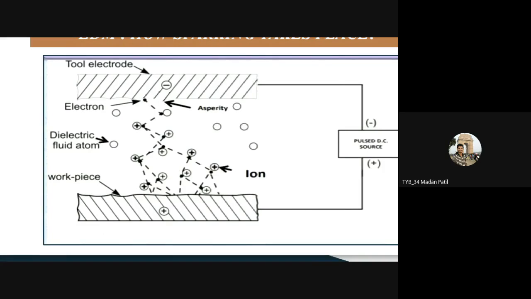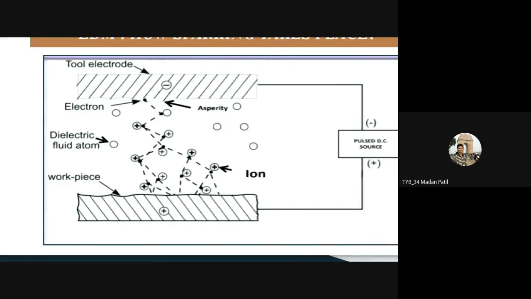We know that normal tool wear will happen due to the sparking, because small material will be removed from the tool part also. So to minimize the wear of the tool, the operating parameters, which we are going to discuss today, and the polarity should be selected carefully.